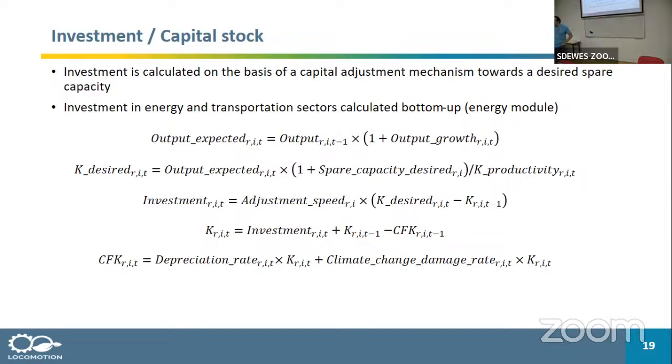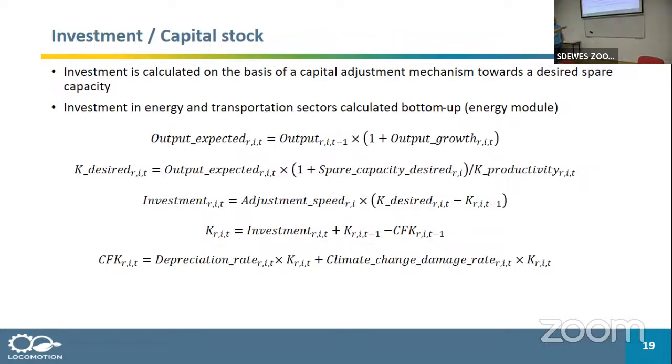The spare capacity: depending on the stock of capital that you have, you can produce a fixed amount of products. But sometimes you want to have some spare capacity, just in case you have some unexpected demand, to supply that demand. Okay? So this is something that is exogenous. And dividing by the capital productivity, you have the desired capital that you want to have. So the difference between the desired capital and the capital of the previous year is the investment that you need to reach this desired capital. The problem is that normally you cannot invest all that you want, so you have an adjustment speed. So this is buffered by a coefficient that is lower than 1.